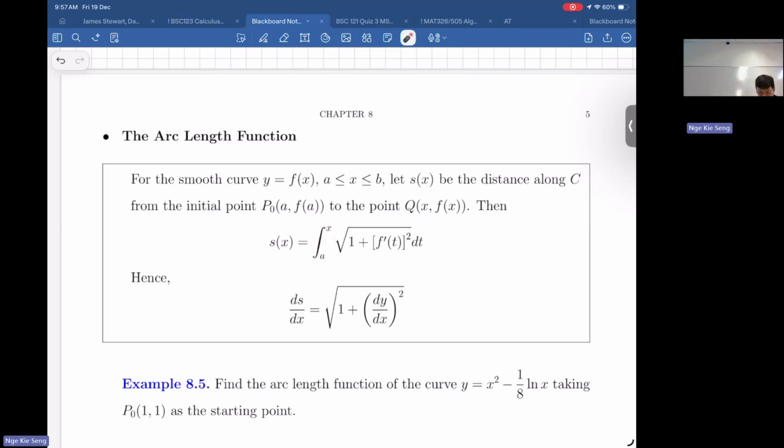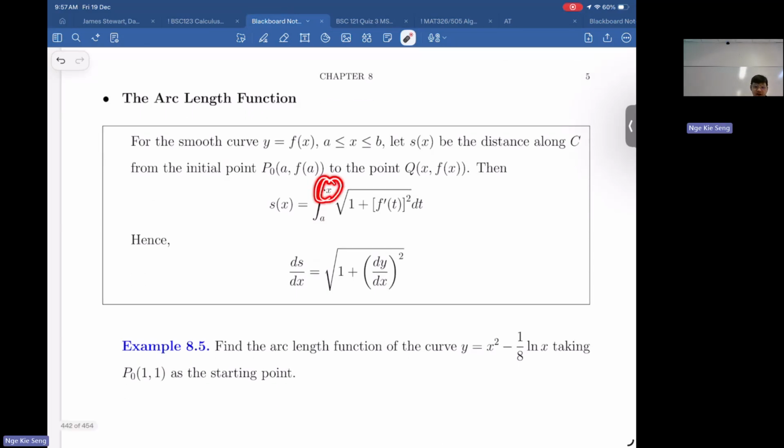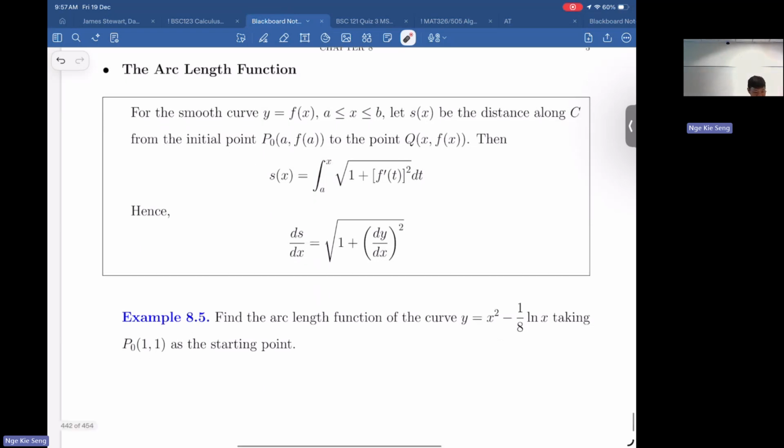It depends on what x you want. Instead of b here, we put an x here. So this is the difference, and it becomes a function. Instead of a finite length, this length here will depend on how far you want to integrate. I guess this one is easier.